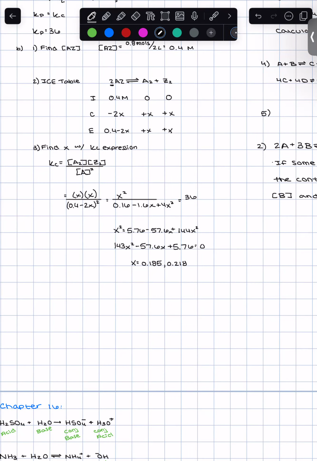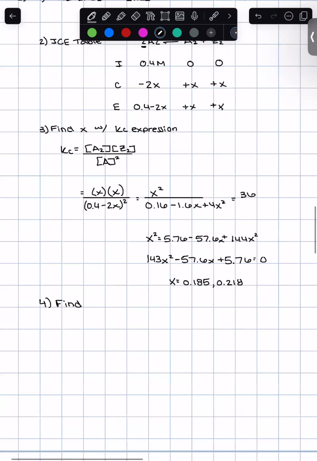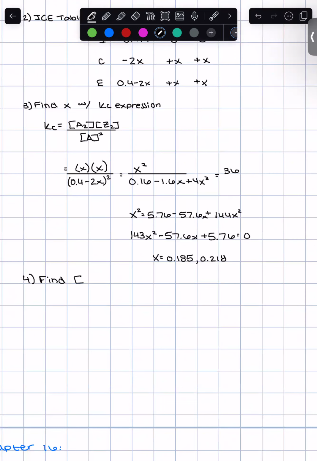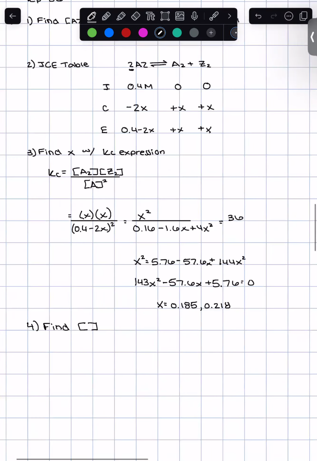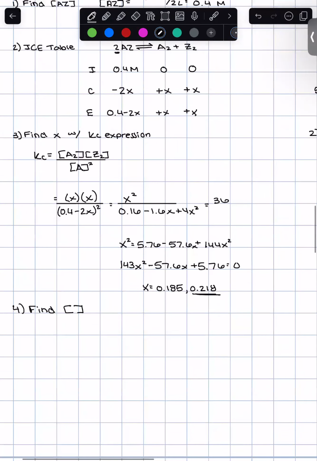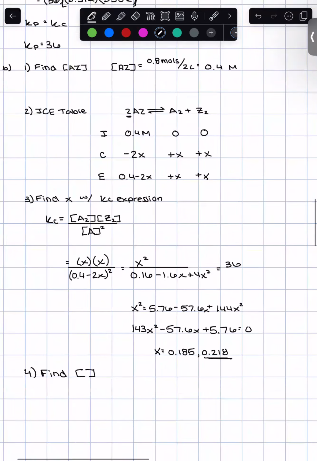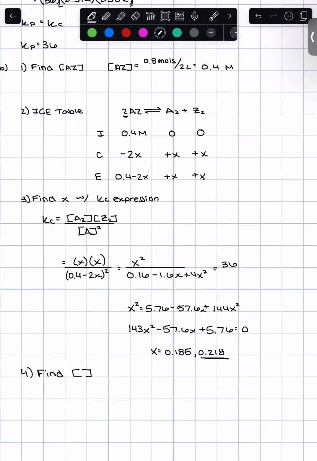Okay, so big step here, and we're actually going to put it into step 4 to find the concentration. The value of x is not necessarily your answer. And we will figure that out when we look at the concentration of AZ. If you use this value to find the concentration of AZ, you are going to get a negative number. Because if you see it's 0.4 minus 2x, 0.218 times 2 is equal to like 0.436. That's going to get you a negative concentration.